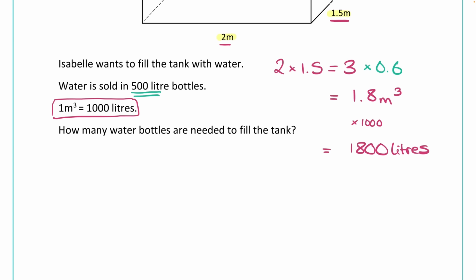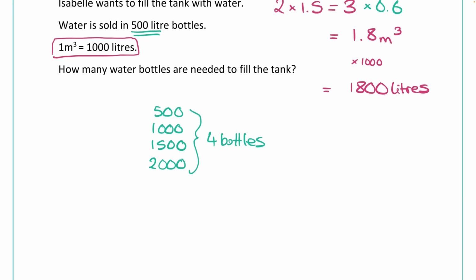So we could do one of 2 things. We could either do 1,800 divided by 500, which isn't the nicest without a calculator, or we could just count up in 500s. 500, 1,000, 1,500, which isn't enough, and then 2,000, which is enough. Of course, it's gone slightly over, but there we have 4 bottles as our final answer. So it says how many water bottles are needed? Well, we're going to need 4 bottles. So our answer is 4.